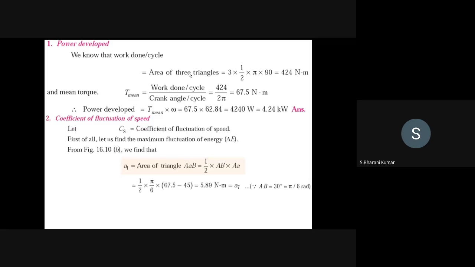Everyone note this down. This sum is totally different from the first two problems. The second one is the coefficient of fluctuation of speed, which is CS. For that CS value, you want to find out the del E value. For all the sums, we only find out the del E value. Once the del E value is found, we get all the remaining values. So for this problem you want to find out that del E value.